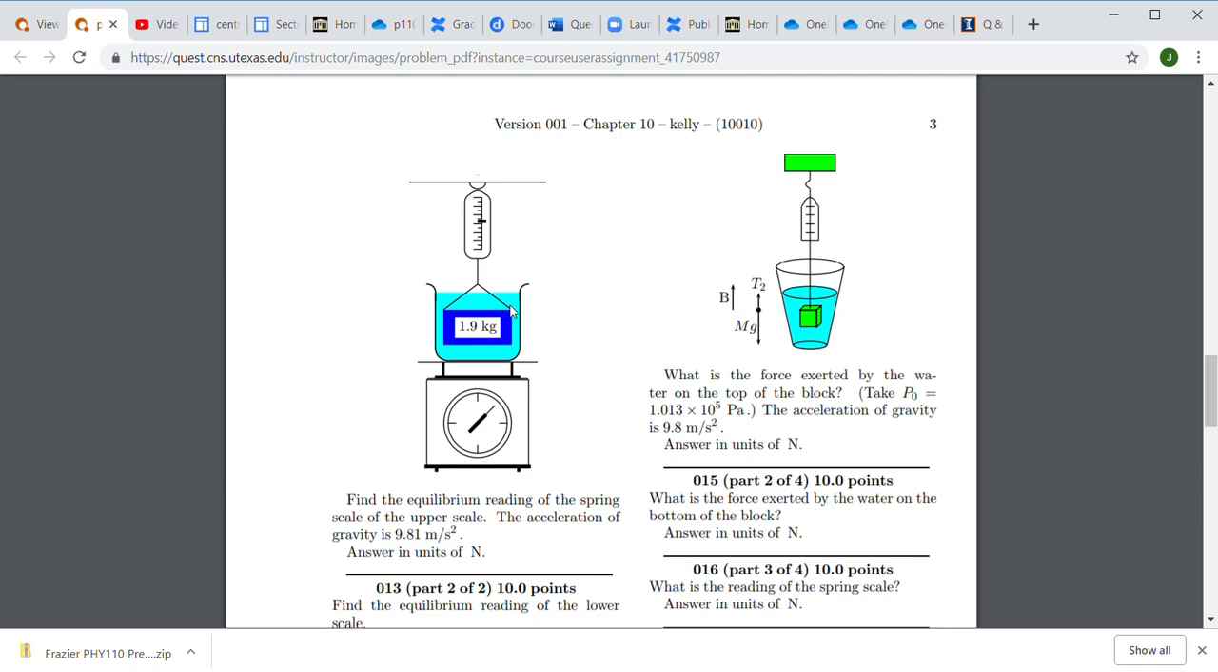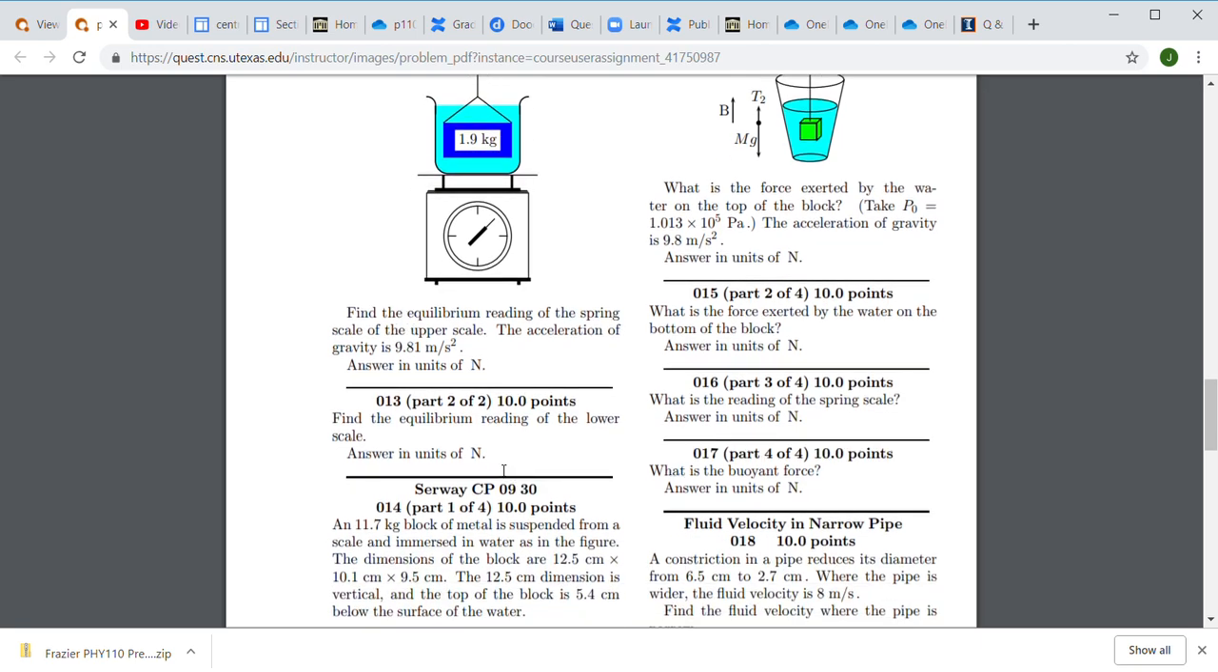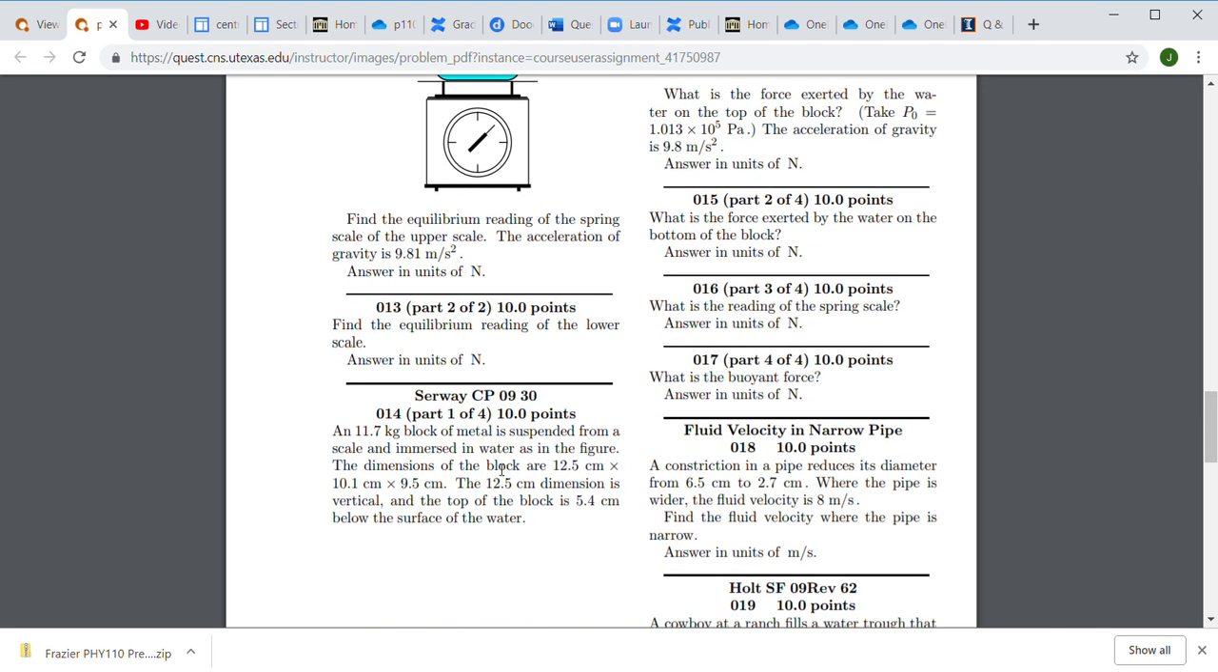So, weight going down, bottom scale force going up, and then also the tension going up. We already solved for the tension, so we know the tension force going up, we know the weight force of all three things added together going down, and the unknown scale force going up. So set the sum of those forces, y components, equal to 0, solve for that scale force up from the bottom, and that should be what it's calibrated to read.